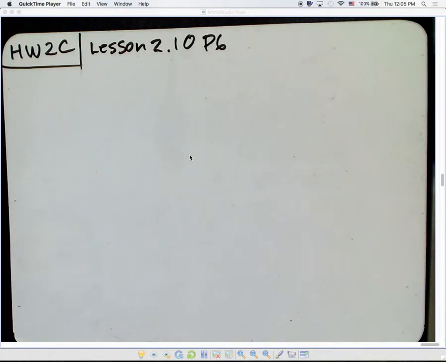To go over homework 2C. Let's look at problem number 6 in lesson 2.10. It says draw an isosceles triangle and a bisector of its vertex angle. Prove that the two smaller triangles form the congruence.